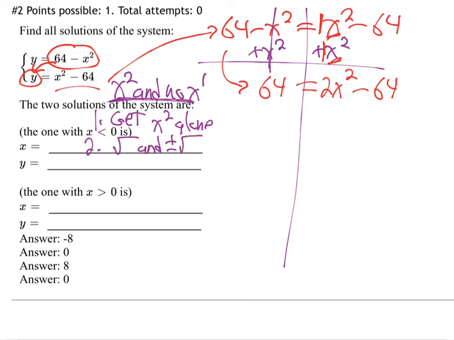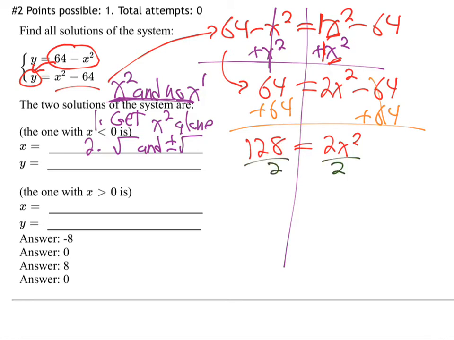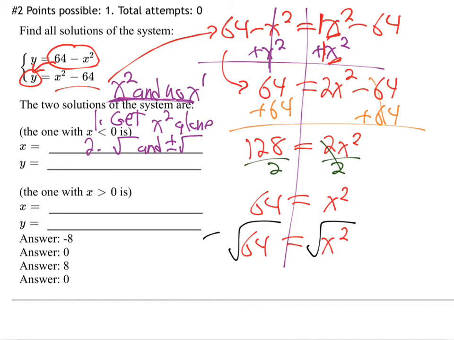So I'm going to get the x squared alone. Add 64 to both sides. And we get 2x squared is 128. Now divide by 2. X squared is 64, so I get the x squared alone. And now how do I finish? You put the root, but don't forget, plus or minus.